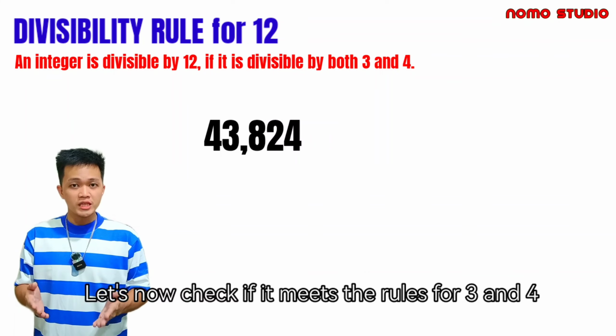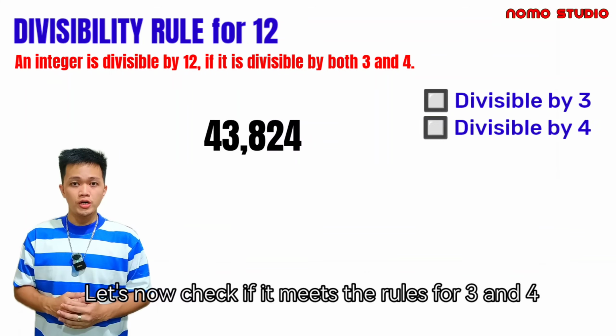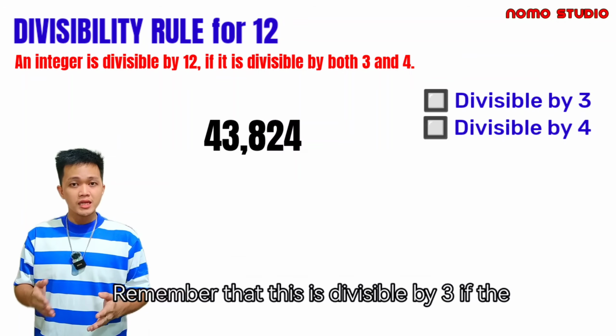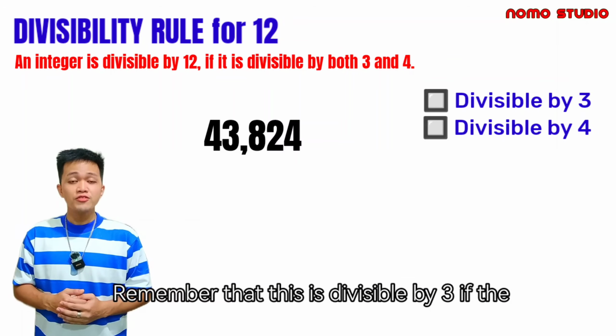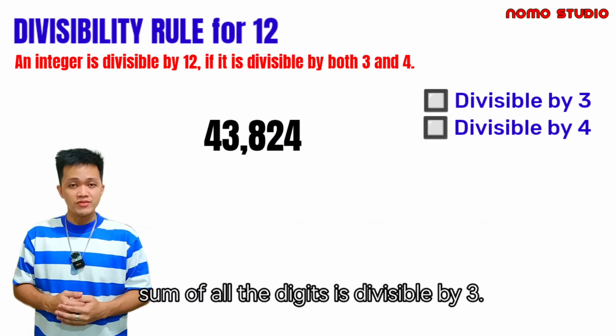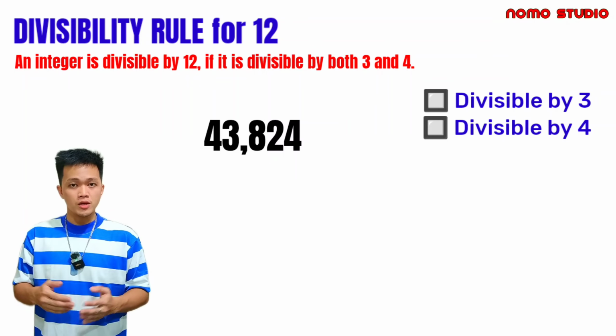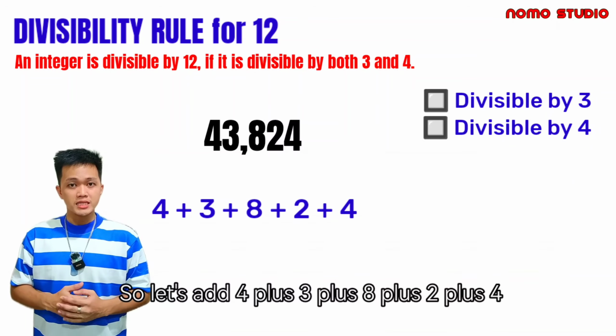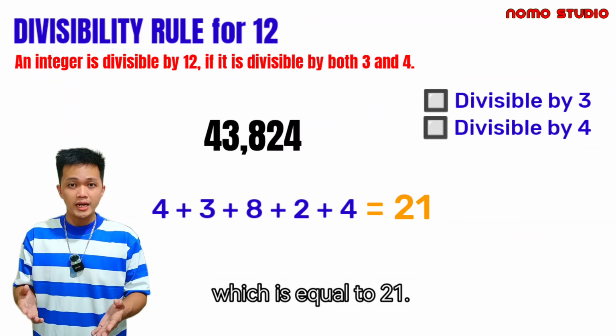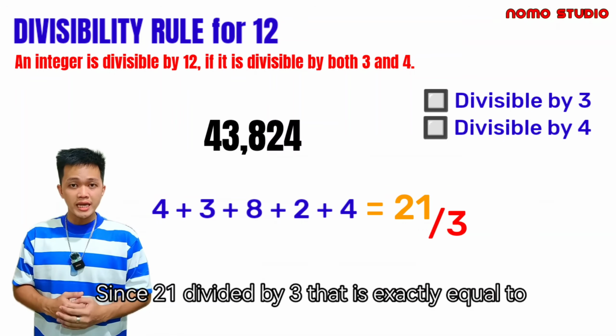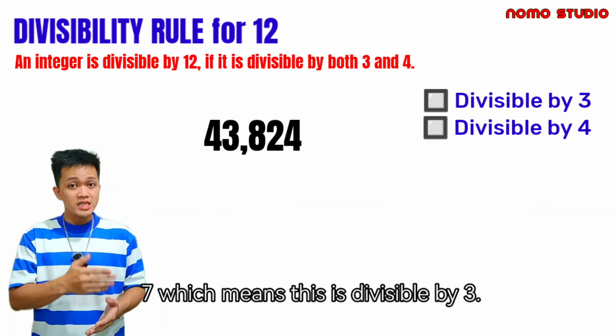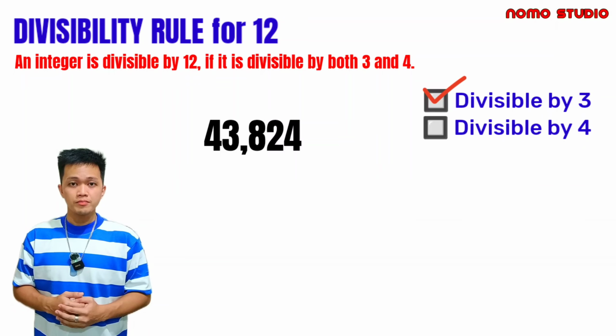Let's now check if it meets the rules for 3 and 4. Remember that this is divisible by 3 if the sum of all the digits is divisible by 3. So, let's add 4 plus 3 plus 8 plus 2 plus 4, which is equal to 21. Since 21 divided by 3, that is exactly equal to 7, which means this is divisible by 3.